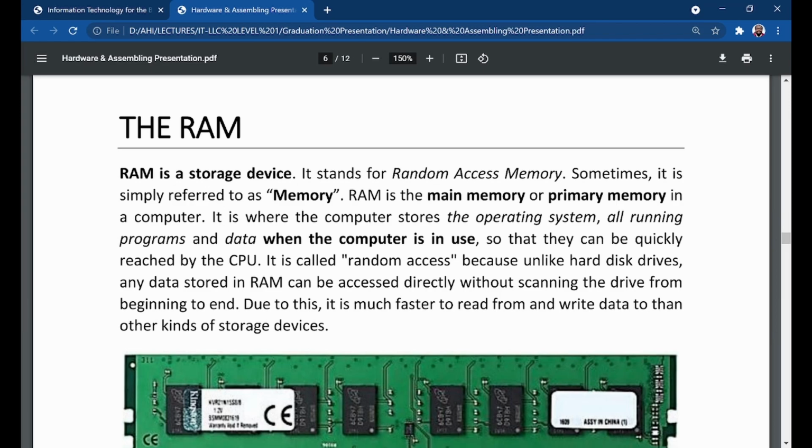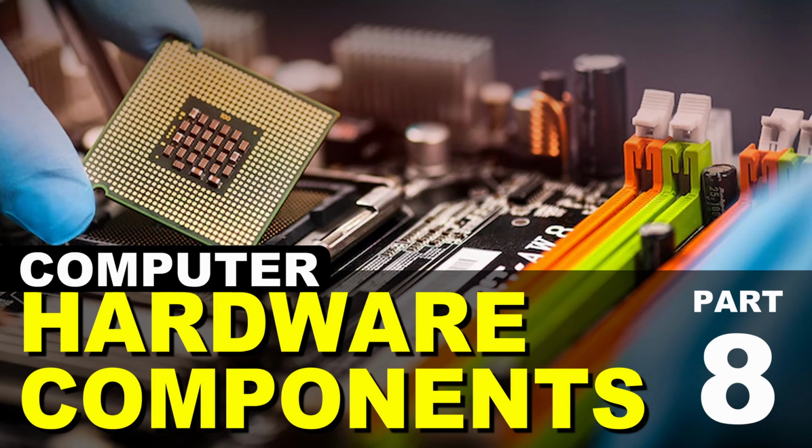You need to understand something about RAM, and what you need to understand is that RAM is called a volatile memory.